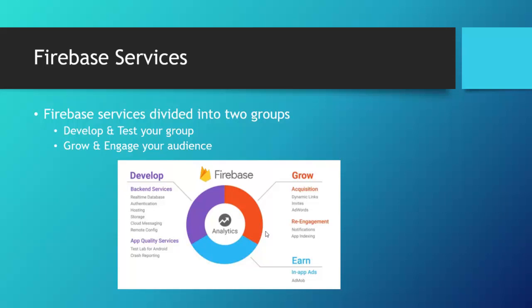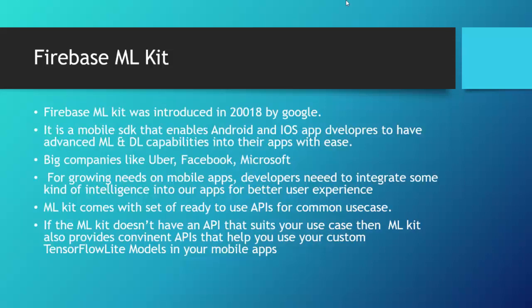What about this Firebase and how an ML model is deployed in the Firebase, we will discuss in the next slide. Now let's come to our discussion, that is about the Firebase ML Kit. This Firebase ML Kit was introduced in 2018 by Google, and it offers many SDKs which support Android and iOS app developers too, and which have the capability of deploying ML and DL models in their app.